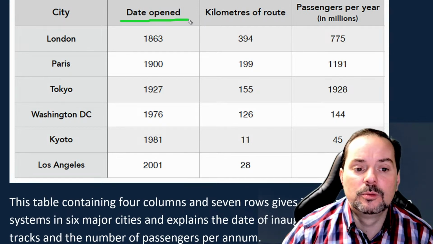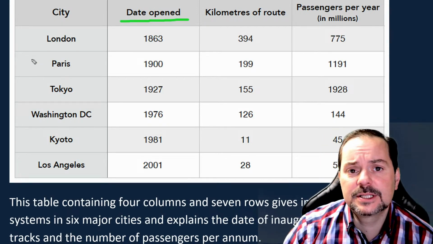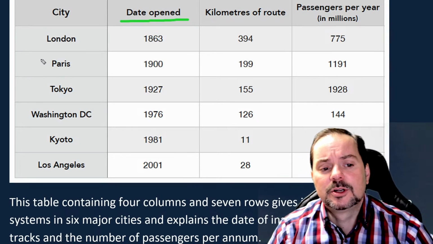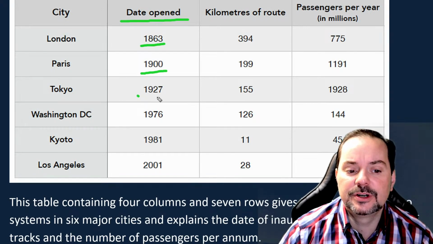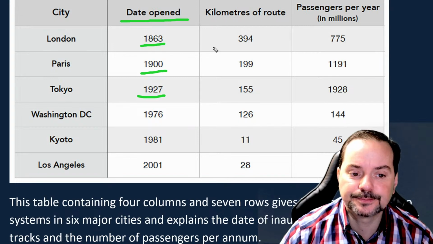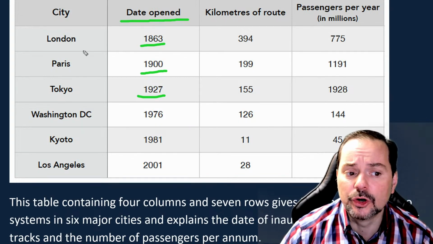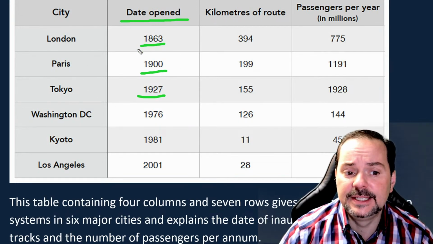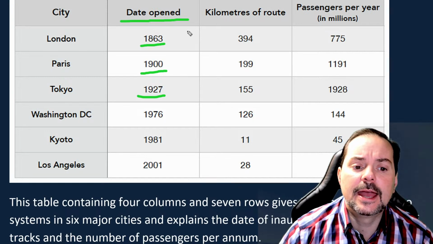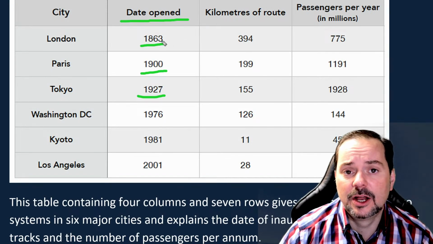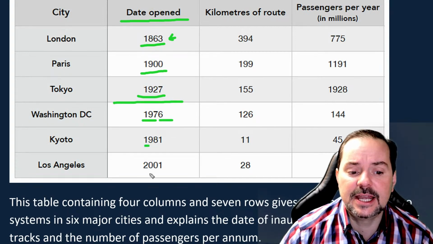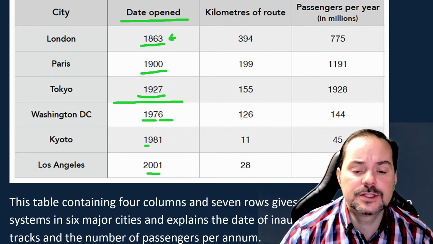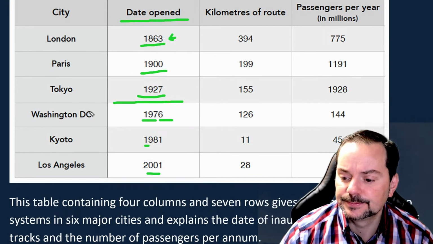All right? Okay, so now that we looked at the cities, where they're located, now I look at the date that it opened. And a table like this, 20 minutes, lots of time. It's not too much. Okay, so the date that it opened. We've got 1863, we've got 1900, 1927. Okay, so I can see that these are the earliest dates, right? And we're jumping back like 150 or 60 years here, right? And then we've got 1976, 81, and 2001. So these ones are a little bit newer.